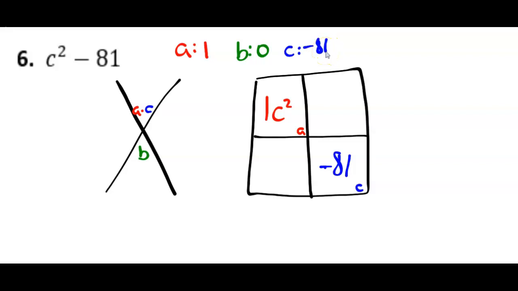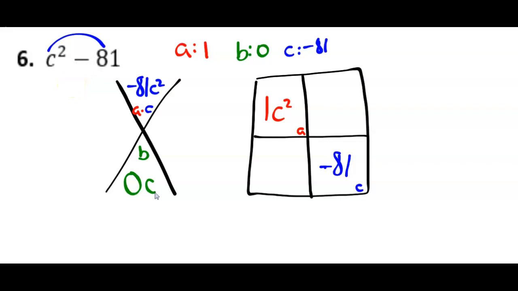Okay, so when I am looking at that, I need to make sure that I've got things in the right order when I fill in my A times C and my B down here. So A times C is going to give me negative 81 c squared, because I can't factor anything out of this. I'd have to have a number up front. Okay, so I can continue using that. So what's my B? Well, it's 0c because there isn't one.